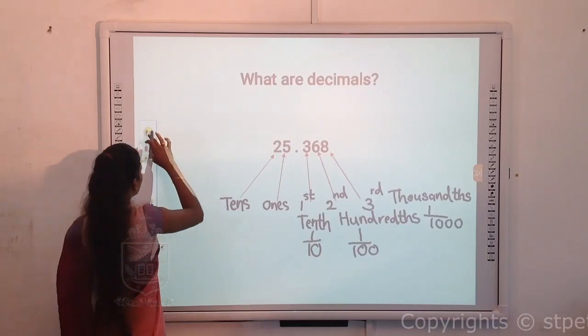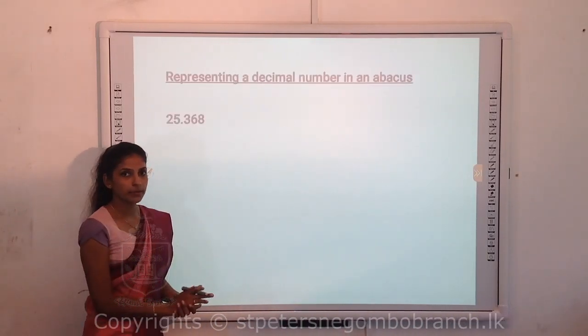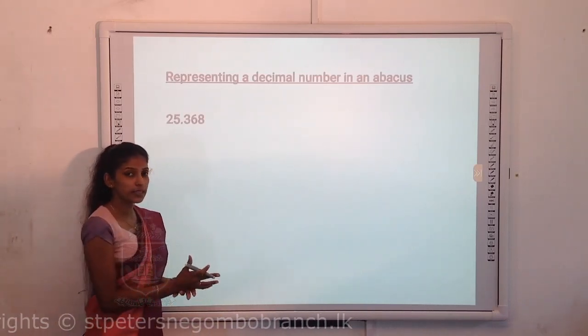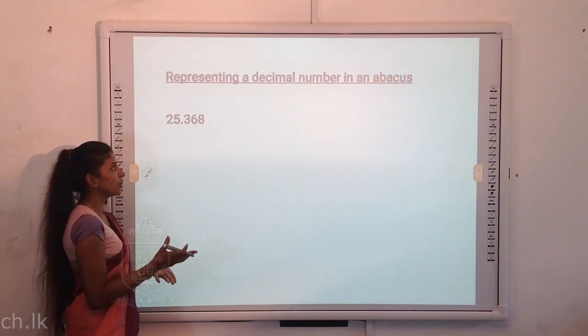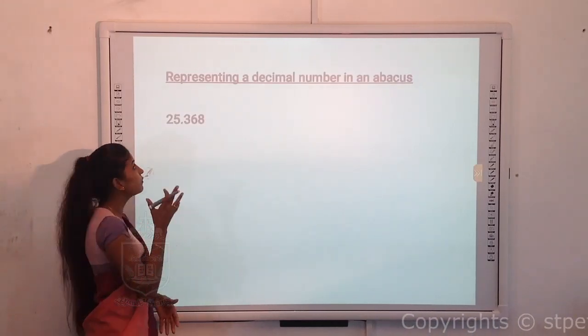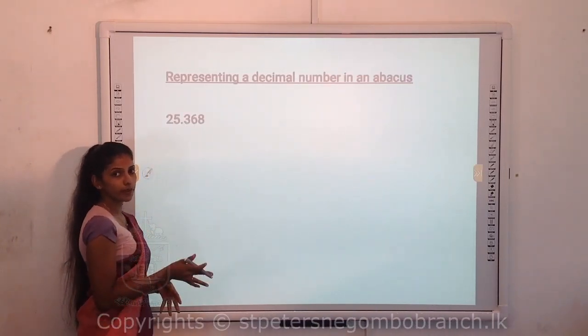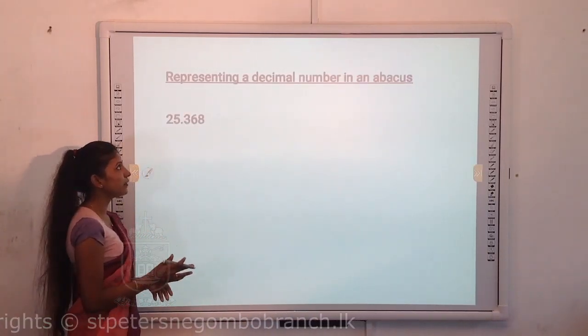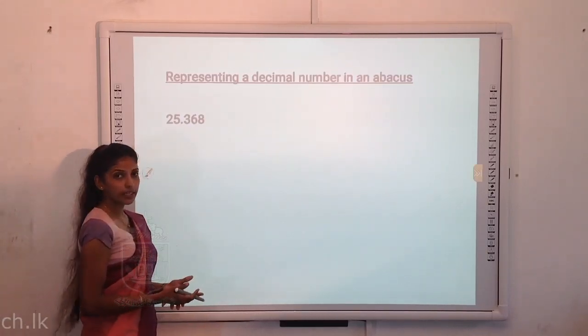So let's see how we can represent this. Now I have taken the same example. Now how to read a decimal? You can't read this as twenty-five point three hundred sixty-eight. We normally don't read a decimal like that. We have to read the numbers after the decimal point one by one. That means 25.368, that's the way of reading a decimal.